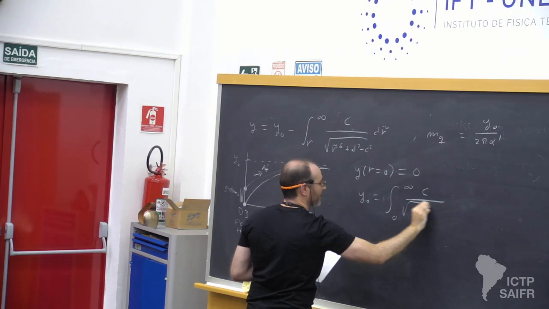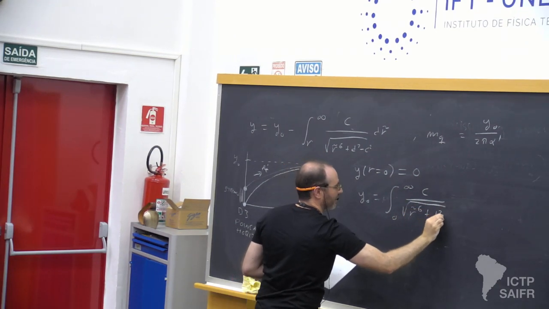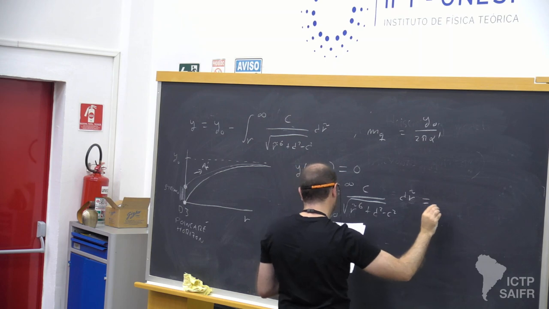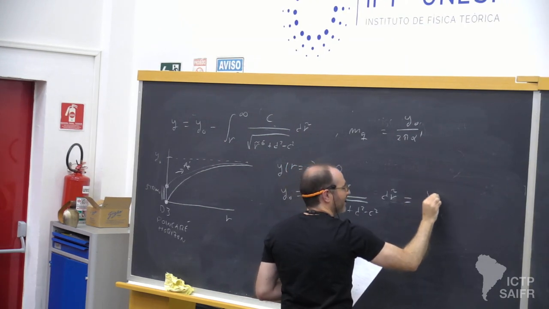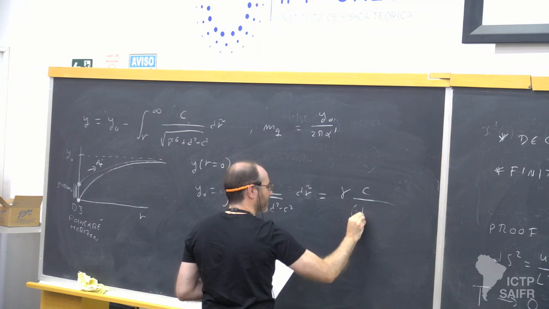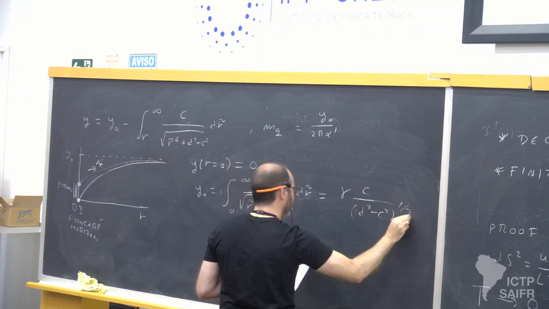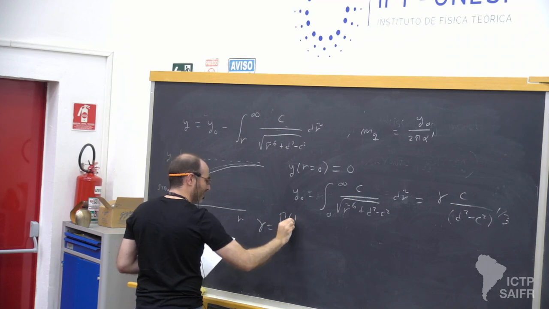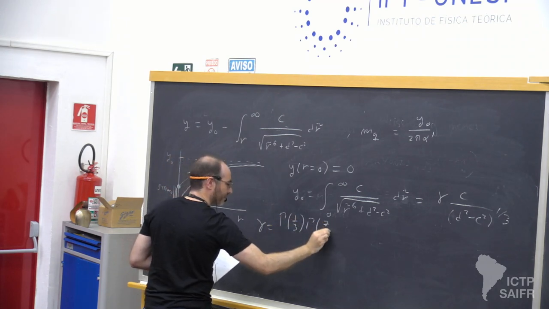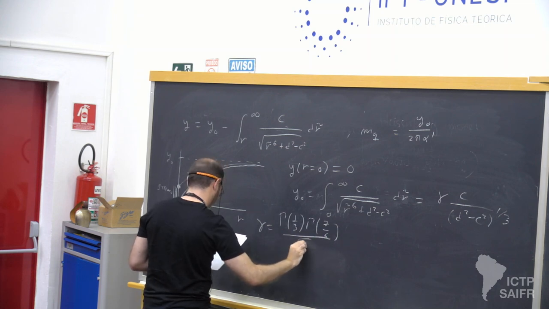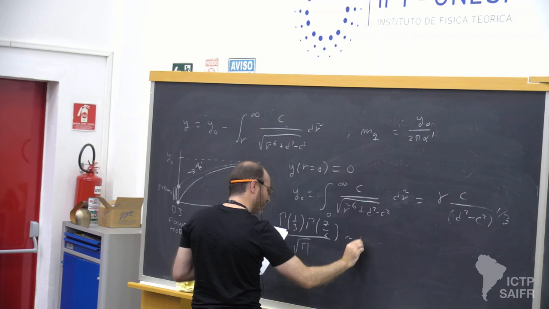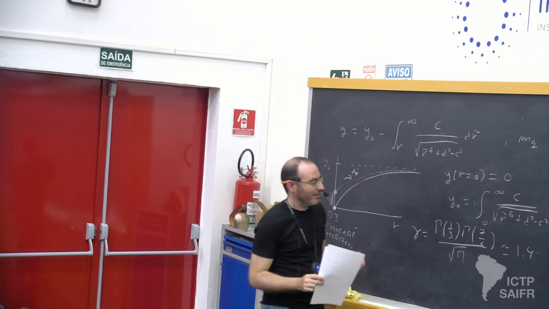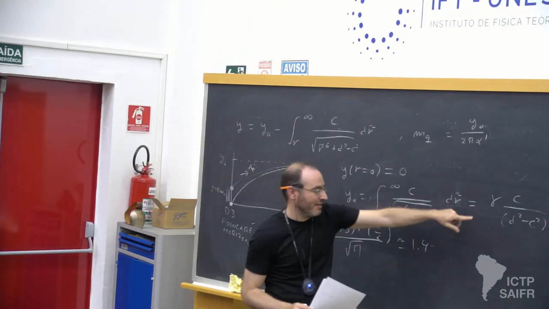So we have to do this integral. And this can be done, well, working with some book or in Mathematica. And it takes this form. So this gamma is just a numerical constant, which happens to be this. So it's around 1.4. Okay, so we have fixed this parameter in terms of C and D.